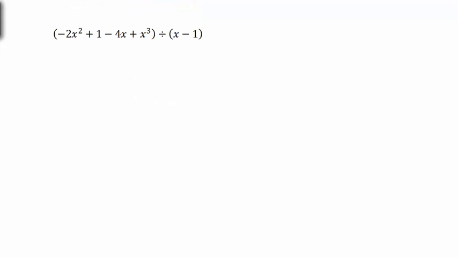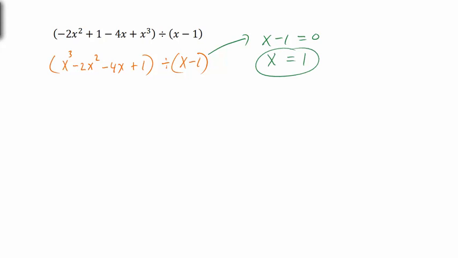All right, now we have another problem. We want to use synthetic division. Again, the first step here is you want to take this first part and put your exponents in descending order. So we would write this as x cubed, and then we have a minus 2x squared, minus 4x, and plus 1. And we're dividing this by x minus 1. Now, once again, keep in mind that for this x minus 1, we're going to think of setting that equal to 0 and solving. So x is equal to a positive 1.